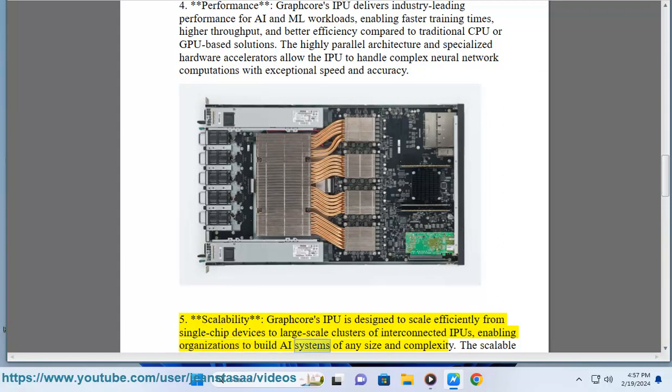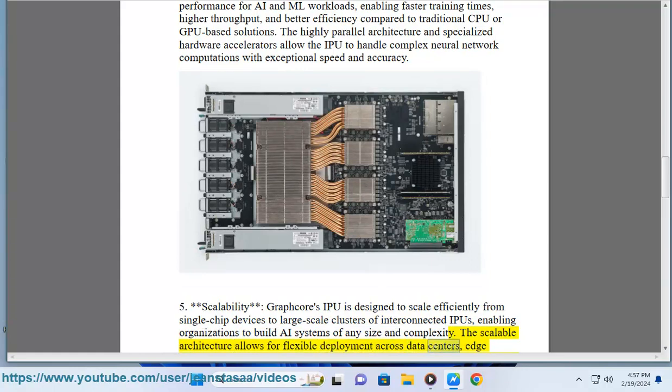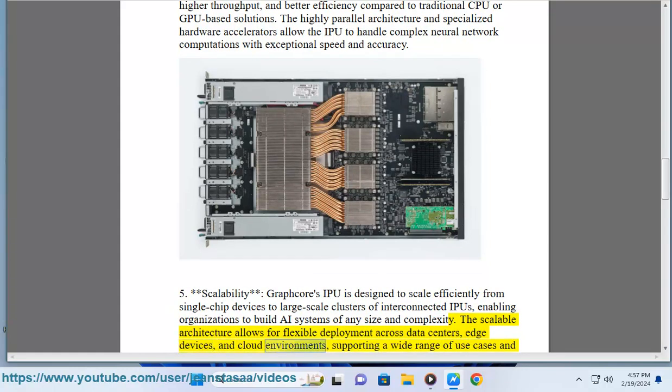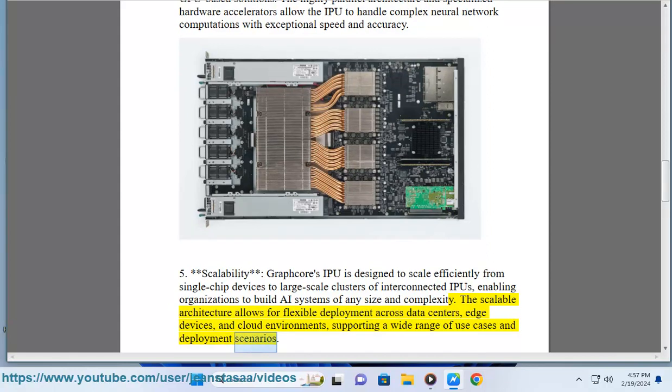5. Scalability: Graphcore's IPU is designed to scale efficiently from single-chip devices to large-scale clusters of interconnected IPUs, enabling organizations to build AI systems of any size and complexity. The scalable architecture allows for flexible deployment across data centers, edge devices, and cloud environments, supporting a wide range of use cases and deployment scenarios.